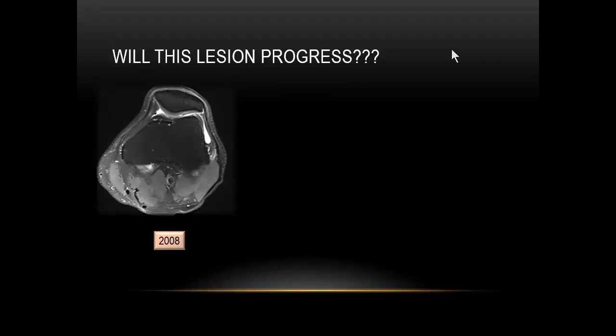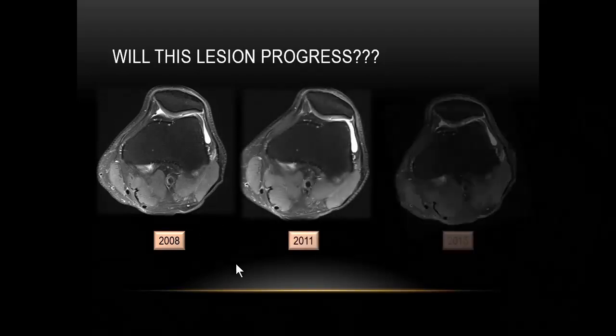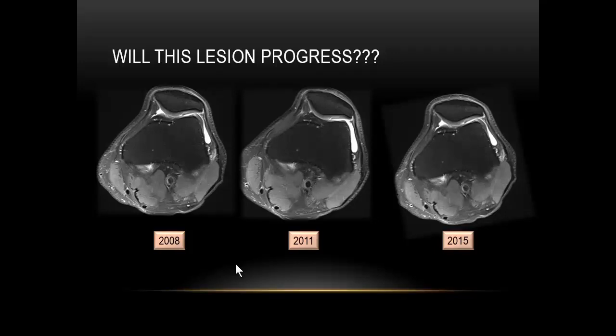The other question this patient had is, will this lesion progress? Well, here's what this lesion looked like in 2008. Here's what it looked like in 2011. Here's what it looked like in 2015. Seven years, it hasn't changed a bit. I could show you other lesions very similar to this in which the cartilage over the lateral facet basically disappeared. So we have a very poor ability to predict which one of these isolated chondral lesions is going to progress and which one's going to remain stable.